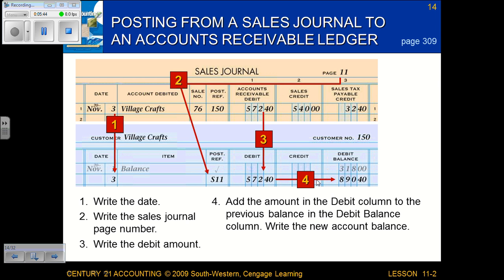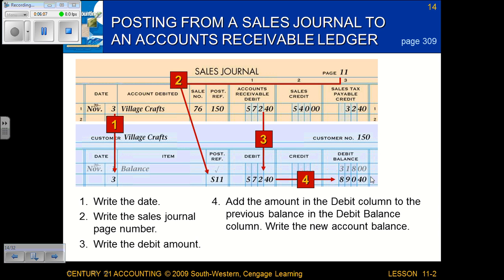And the fourth step is to find the new balance. We need an up-to-date balance. Again, just like we did yesterday, if you have two like items, you add. If they're opposite, you subtract. So where we had a debit balance, now we have a new debit amount, so we add those two together to get the new balance of $890.40.